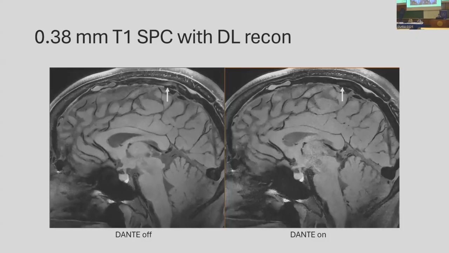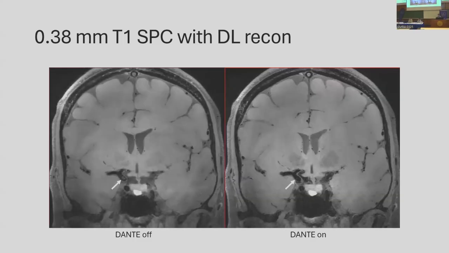Based on that method, we further increased the resolution to 0.38 isotropic. Again, you can see the blood suppression effects on the superior sagittal sinus. But because we increased the resolution, the SNR drops, so we have to use DR recount to bring the SNR back. And this is another example at the ICA. You can see the blood suppression effects.